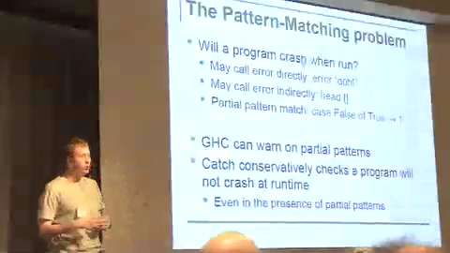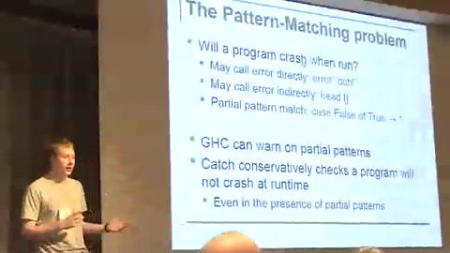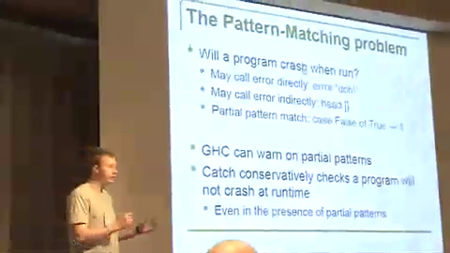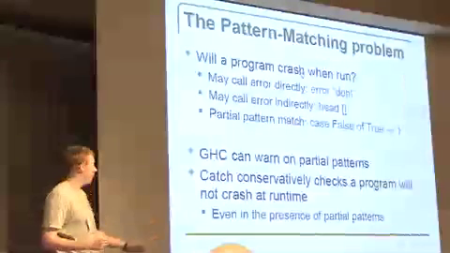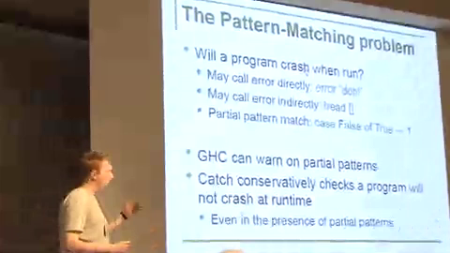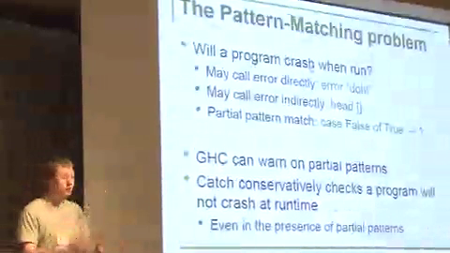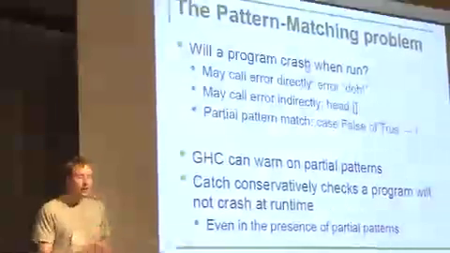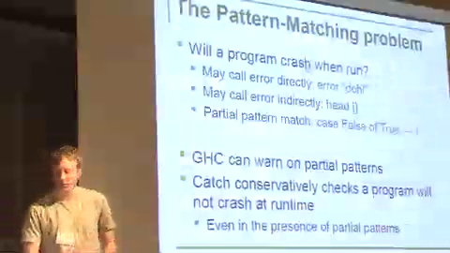So GHC can warn you if you have a partial pattern, and in the Catch example that I showed at the beginning, GHC will warn you that indeed your pattern is partial. But Catch takes it one step further. It can check, or tries to check, that the program won't crash at runtime, even in the presence of partial patterns. So you can still have partial patterns and know that you're still safe.